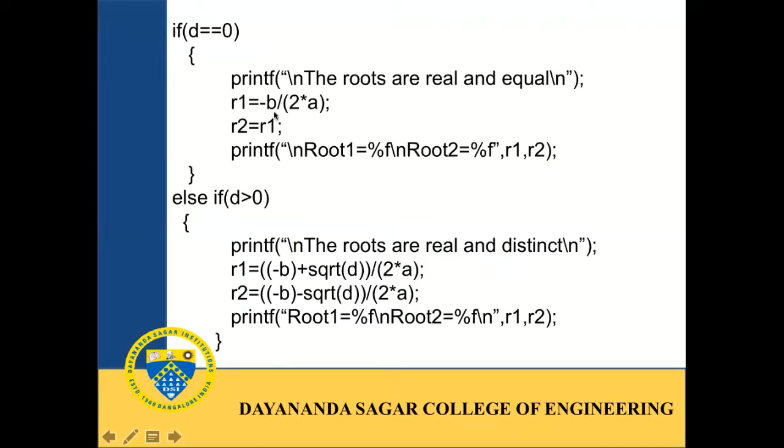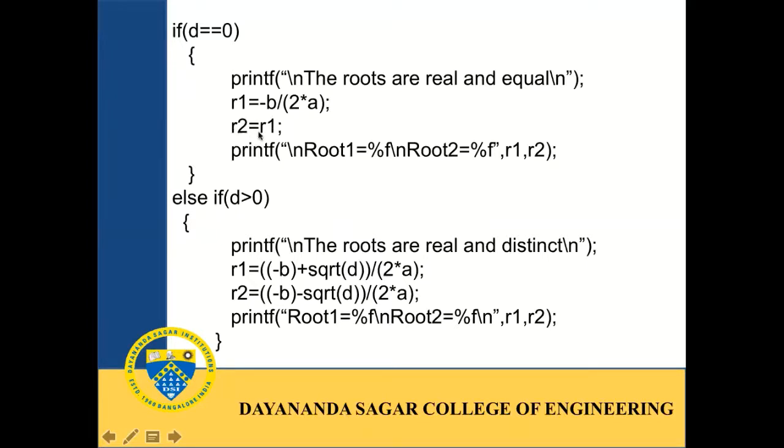That is what we are having here. R1 is equal to minus b by 2a. R2 should also have minus b by 2a. Instead of calculating again, solving an expression again, we are directly assigning that value to R2, assigning R1 to R2 using the assignment operator.